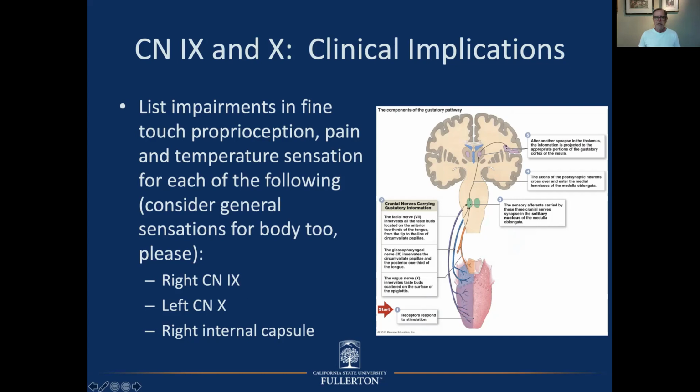And then if there was a lesion in the right internal capsule, up in this region, the loss of sensation would be on the opposite side. Okay, opposite side of the tongue, opposite part of the pharynx.